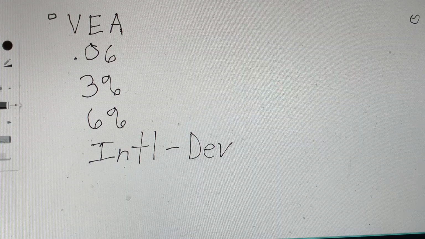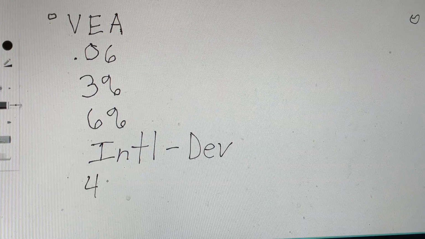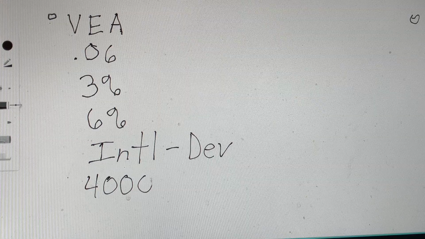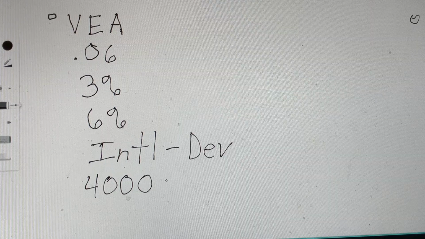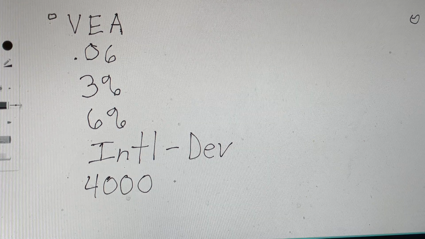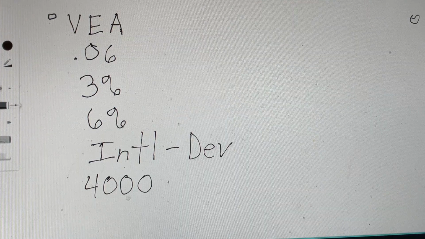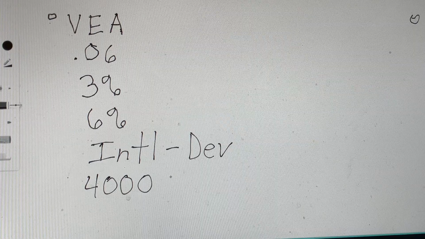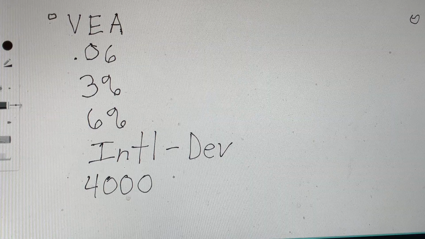How many holdings are in VEA? It's going to be pretty similar to VTI. It's going to be 4,000 different stocks. I believe the exact number is about 3,900, I believe. If you want to be super accurate, I don't know the exact number, but I believe it's about 3,900 different companies in VEA. So it's pretty close to VTI. It might be actually a little bit more. I believe VTI was about 3,600 different stocks. So VEA is about 3,900.